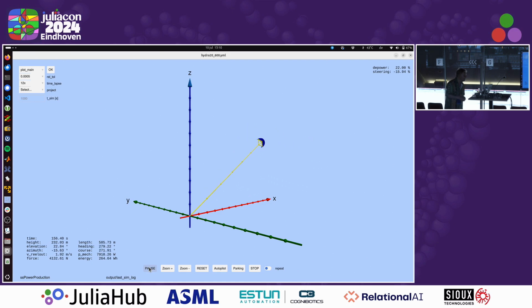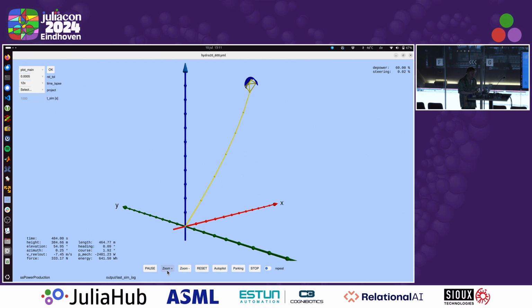The tether is reeling out. You can see here the power. Now it's negative because we are reeling in. The harvested energy, the tether force, and everything else. On the top right, you see depower and steering. Depower means a change of angle of attack. And yeah, we can zoom in, reset this.